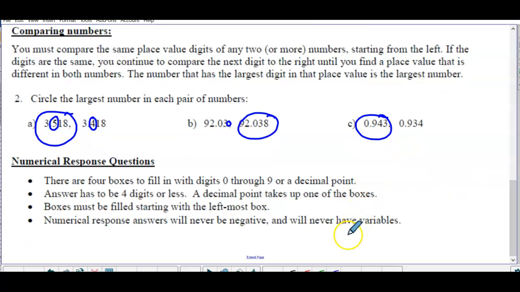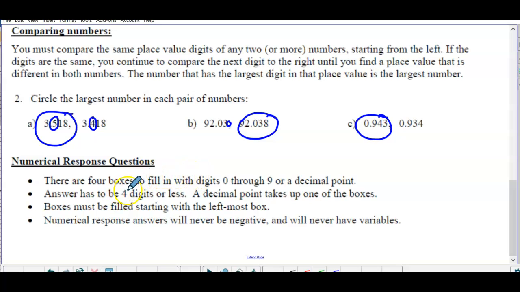Okay, so a numeric response question, and you'll get some on your test this semester, certainly in 10C, and then 20-1-2, 30-1-2. So there are 4 boxes to fill in with the digits 0 through 9, or a decimal point in a numeric response question. So you're never going to have a fraction, you're never going to have variables, you're never going to put units in it, you will never have a negative sign. So just digits in the boxes or a decimal point.